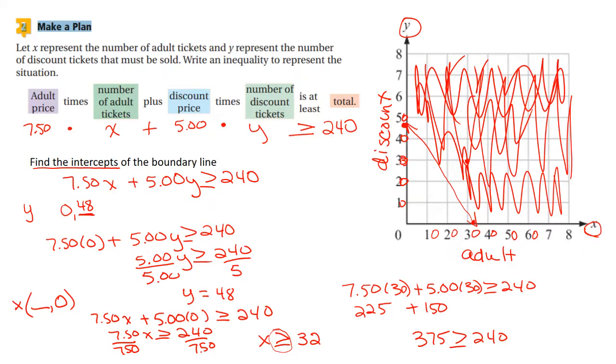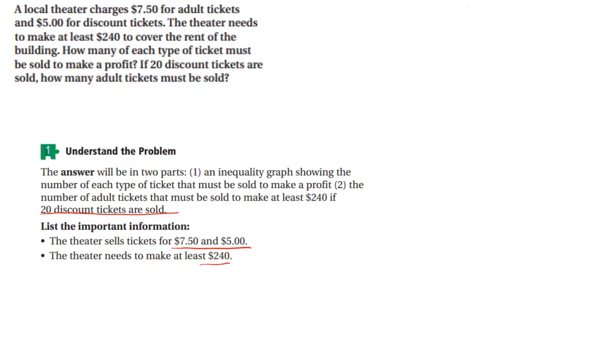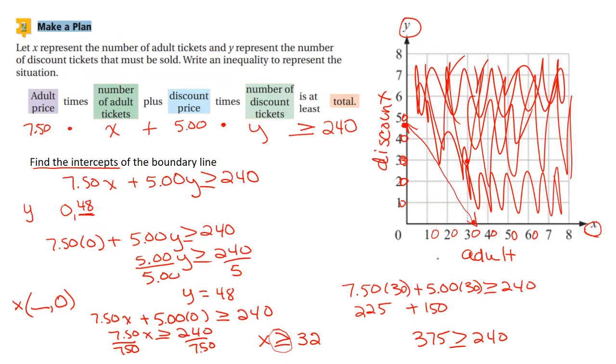So let's just look right here and see. Here's 20, and it matches up with our 20 here. Now, I wasn't really careful with my drawing, so we're going to assume it's going to be somewhere probably between 20 and 30. So if 20 discount tickets are sold, how many adult tickets need to be sold? So we can use our equation. And I'm going to erase some of this so we can see our equation better.